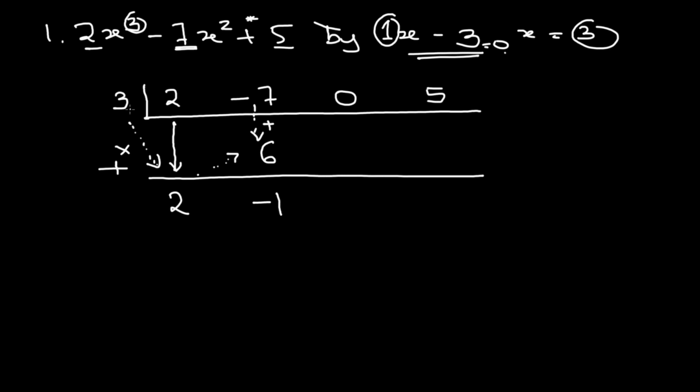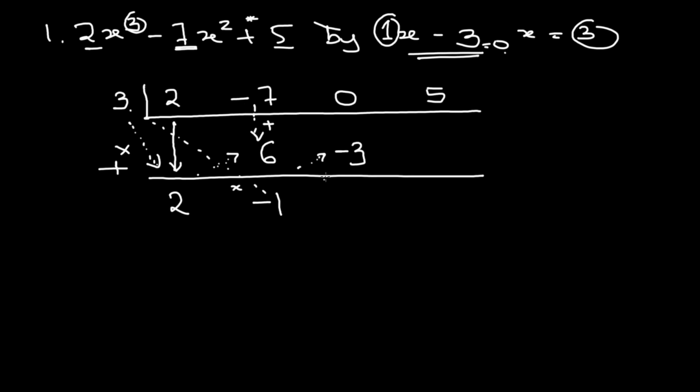And then again, we're going to come back here, multiply these 2, and the answer we're going to put here. The product, if we send it this side, is going to be minus 3.